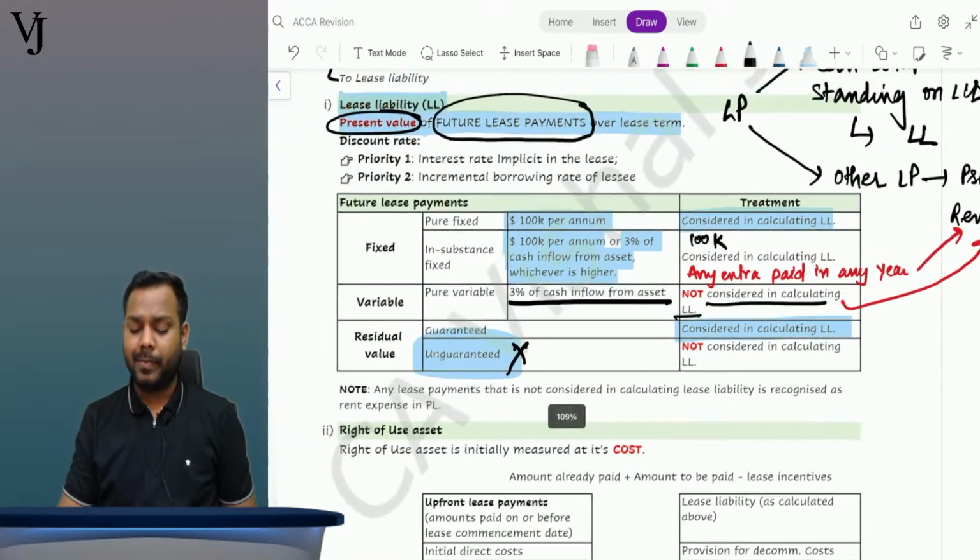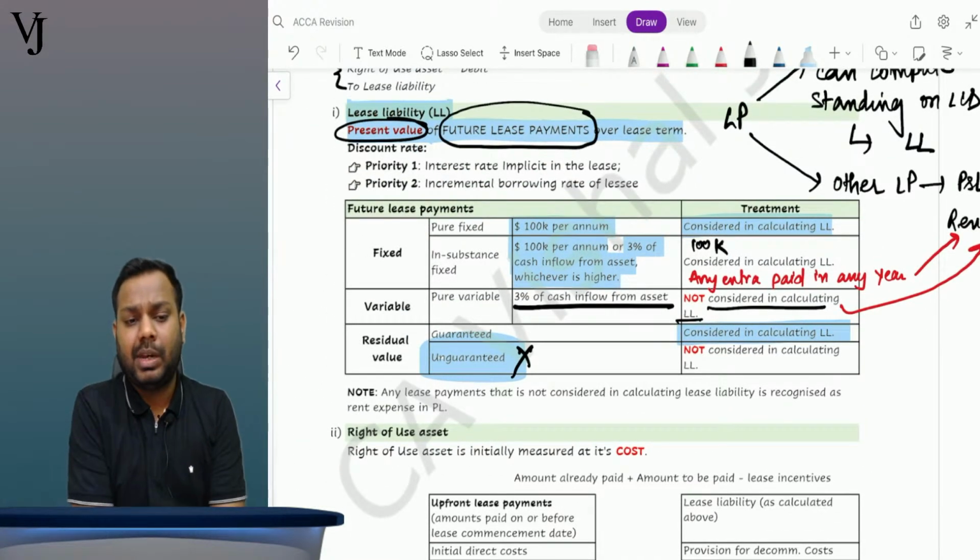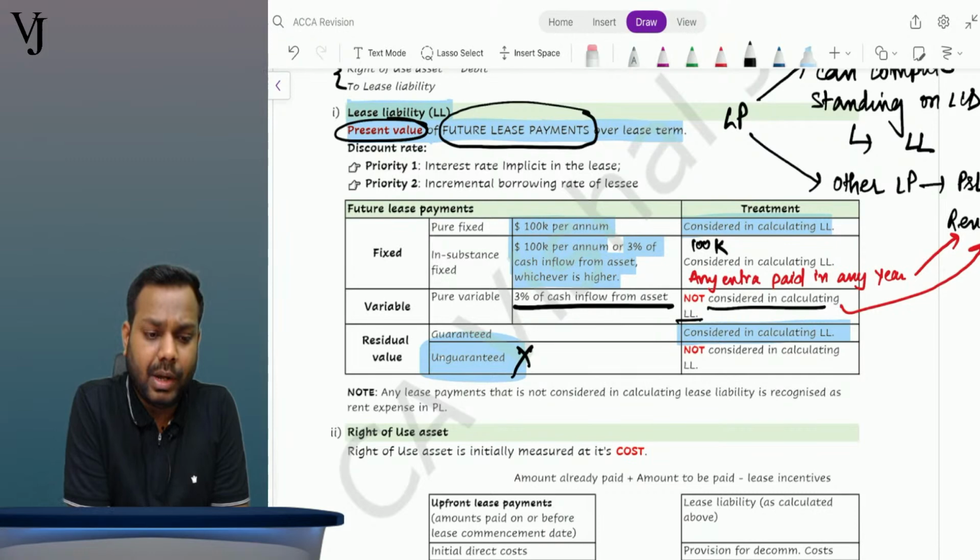Is the meaning of lease payments clear to everyone? Come on, guys, tell me.